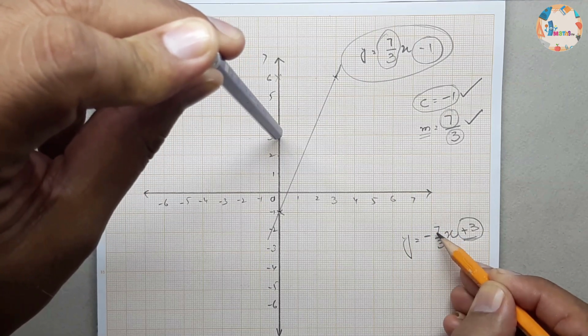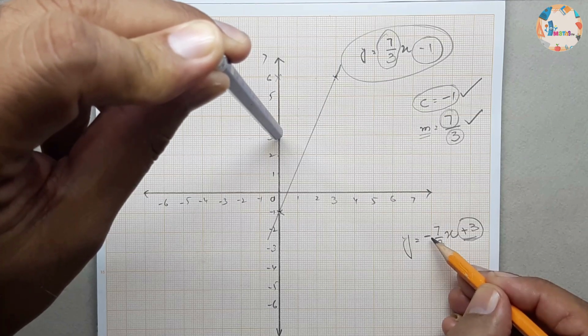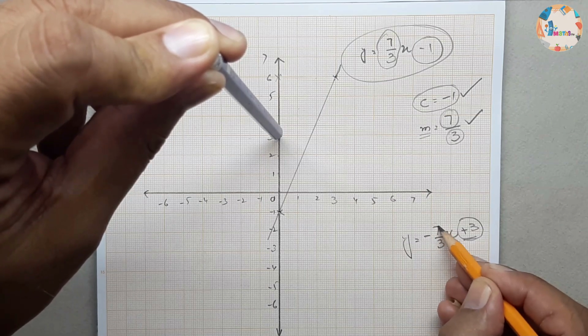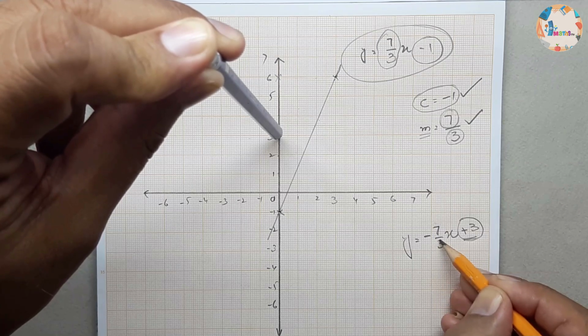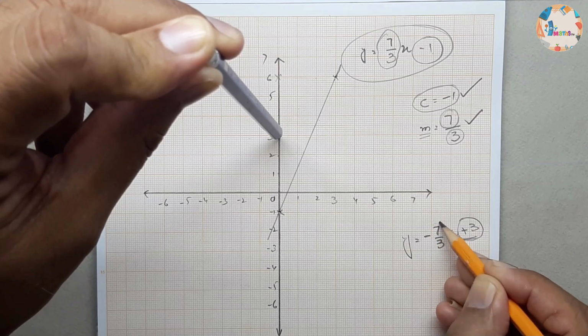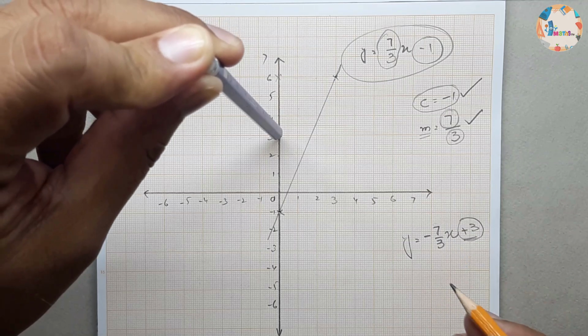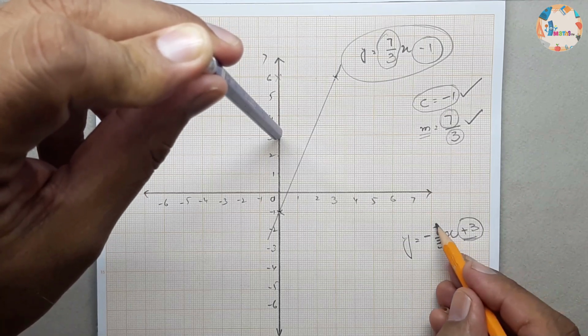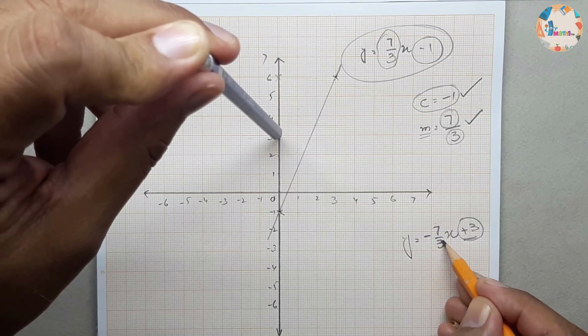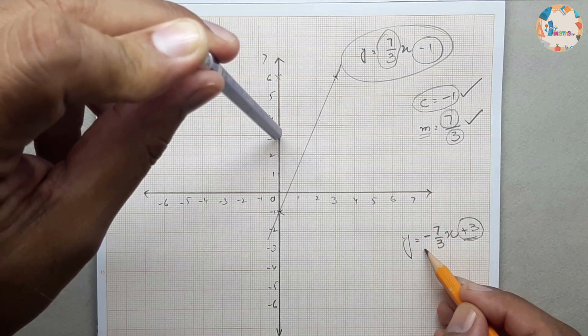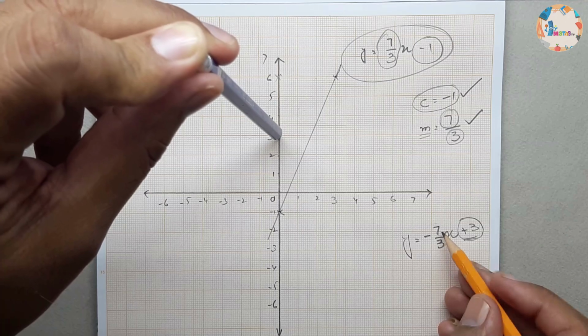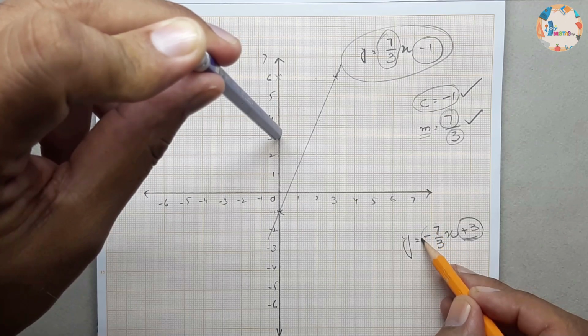See, this minus value you can take with 7 or 3. It makes no difference. You will get the same line if you take this minus with 7, or if you take this minus with 3. Any of these, denominator or numerator, but you will have to take it with one only. If you are taking it with the numerator, don't take it with the denominator. If you are taking it with the denominator, don't take it with the numerator. So I will take it with the numerator.